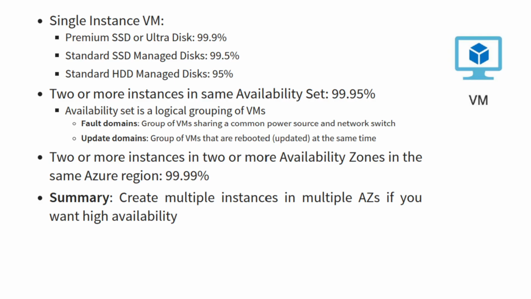So we need to plan in such a way that some of the machines will be inside the fault domain and some of the machines will be in the update domain, so that we can logically maintain the availability. Whenever certain virtual machines need rebooting, people can access from the other domains. And whenever there is some issue with the power or the network, you can access the application from the update domains. With this option, you can achieve an availability of 99.95 percent. So this is all about availability.